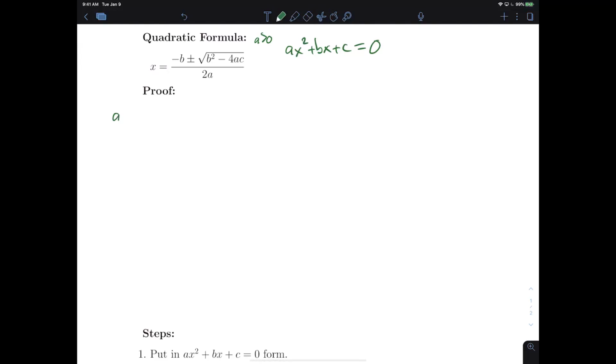Excellent. Now that we have that, I'm going to write down ax squared plus bx plus c equal to 0 here. And what I'm going to do is use completing the square to start here and solve this equation.